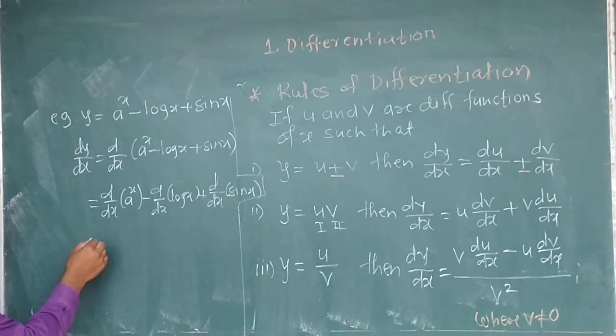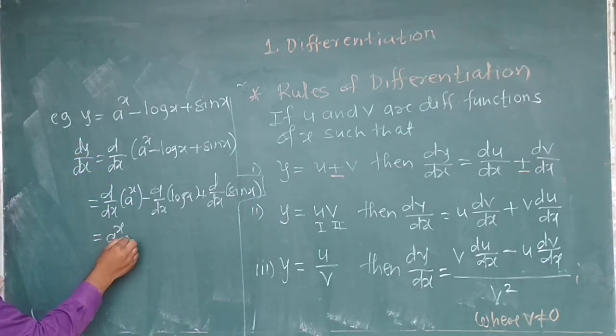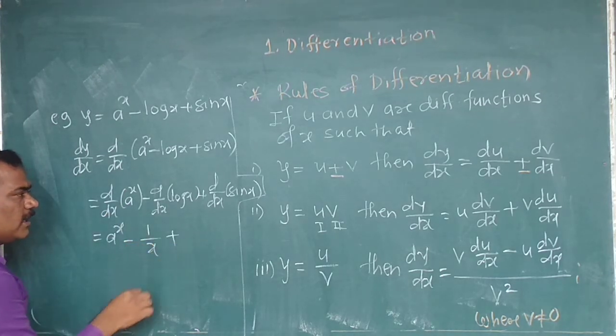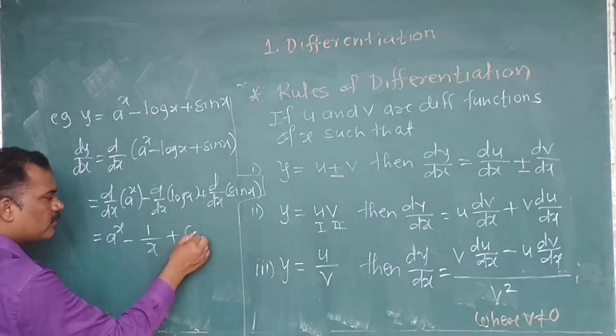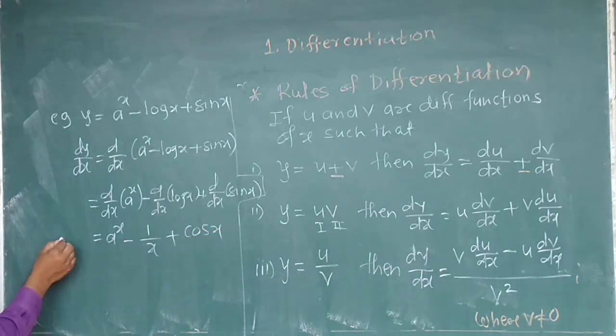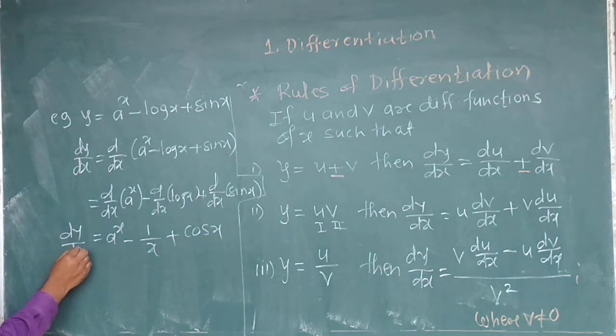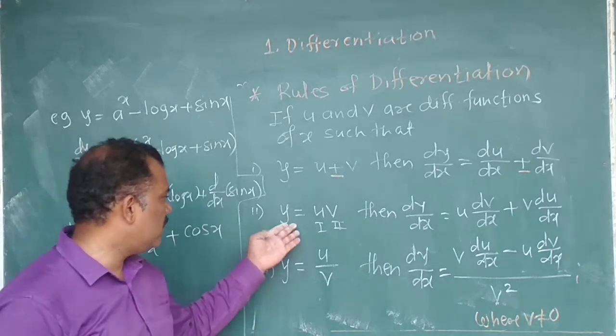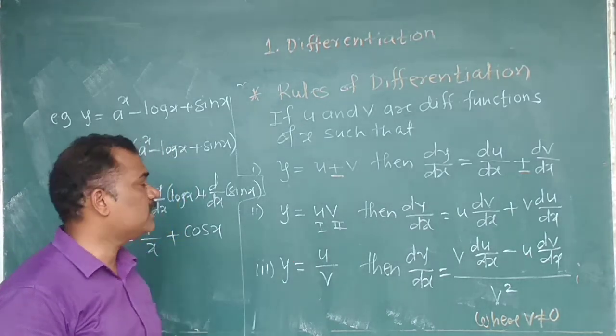Okay, what is the derivative of a raised to x? Is a raised to x. Minus, what is the derivative of log x? 1 upon x. Plus, what is the derivative of sin x? Is cos x. So that dy by dx is equal to a raised to x minus 1 upon x plus cos x. Now we have to discuss the examples on the derivative of the product of two functions.